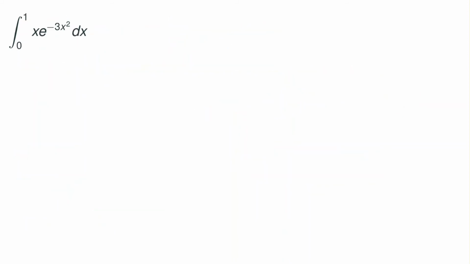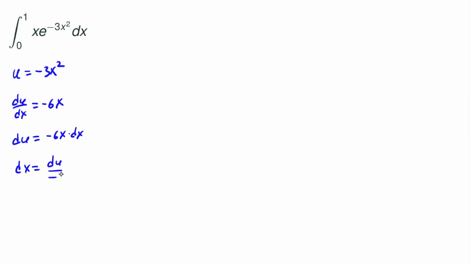This is a definite integral from 0 to 1, x times e to the negative 3x squared dx. So first we need to do u substitution. So let u be negative 3x squared. Then du dx is negative 6x. So let's solve for dx. Du equals negative 6x times dx. Well, then dx is du over negative 6x. Okay. So we got du, u, and dx.